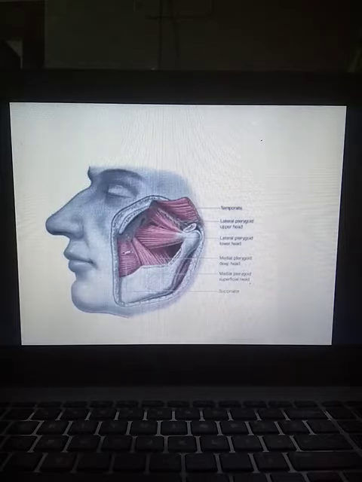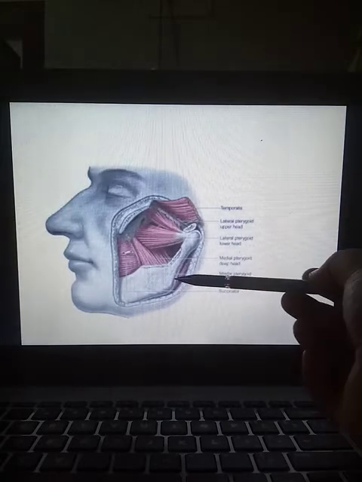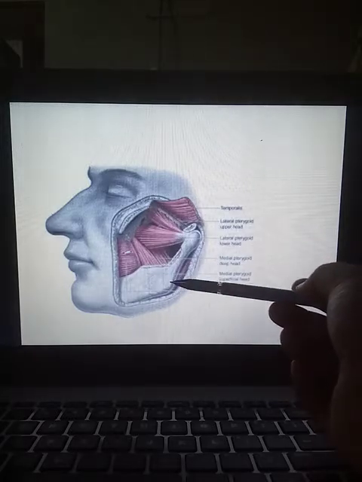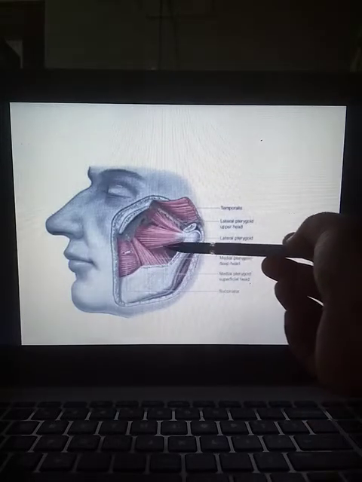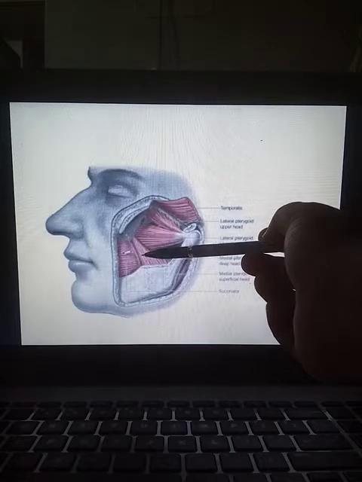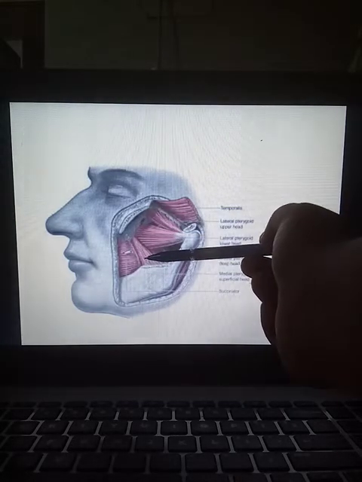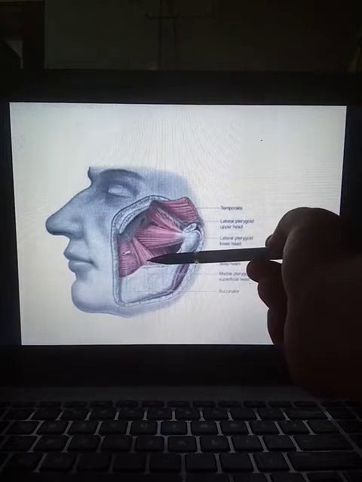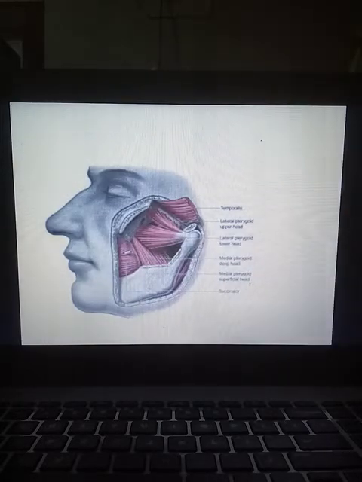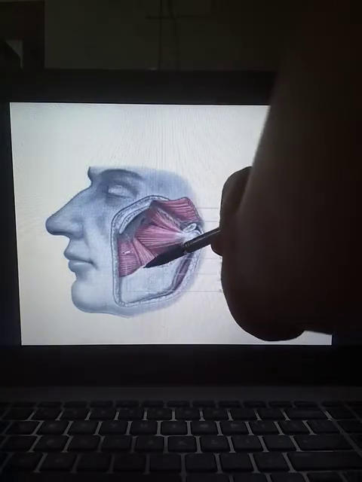Then you have another muscle, that is the medial pterygoid. You have this medial pterygoid muscle. It has a superficial head and a deep head. If we talk about this muscle, it is quadrilateral.